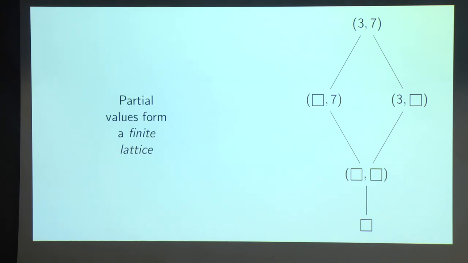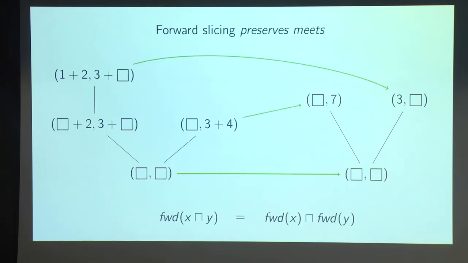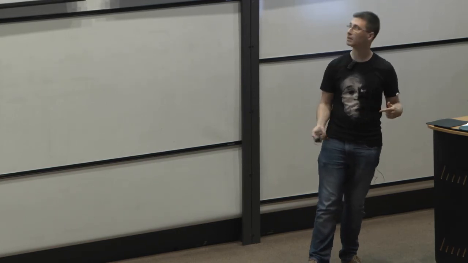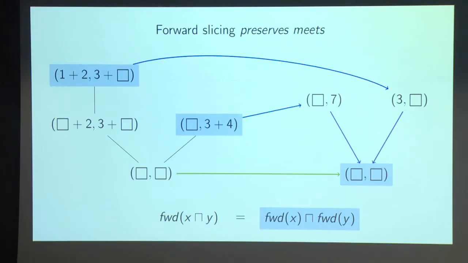So partial values also form a finite lattice in the same way that partial expressions formed a finite lattice. Another observation, an important one, is that forward slicing function preserves meets. Quick reminder, meet in a lattice is the greatest lower bound, and what meet preservation means is that if I take two partial expressions, take the meet of those expressions and forward slice it, then this is the same as if I have taken those expressions, forward sliced them, and then taken meet of the result.